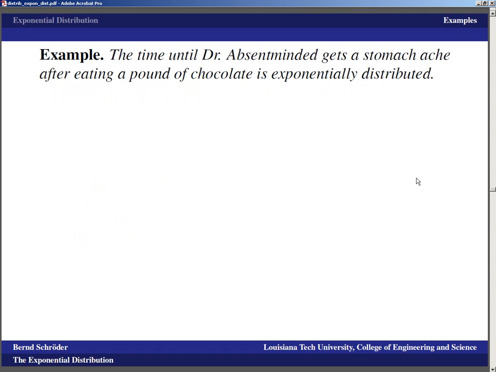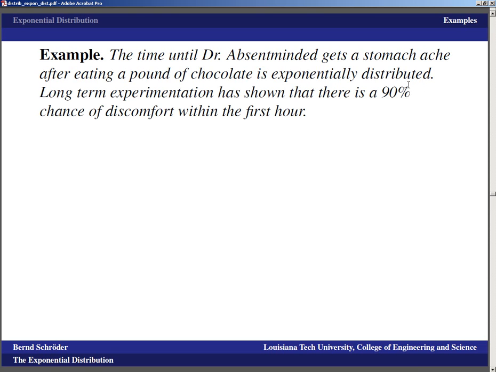Well, consider the following. Take a look at my friend Dr. Absent-Minded, and the time until he gets a stomach ache after eating a pound of chocolate is exponentially distributed. Okay, so we're assuming that that's a waiting time distribution. And long-term experimentation has shown that there is a 90% chance of discomfort within the first hour of eating a pound of chocolate. Things that I do for science are just amazing.